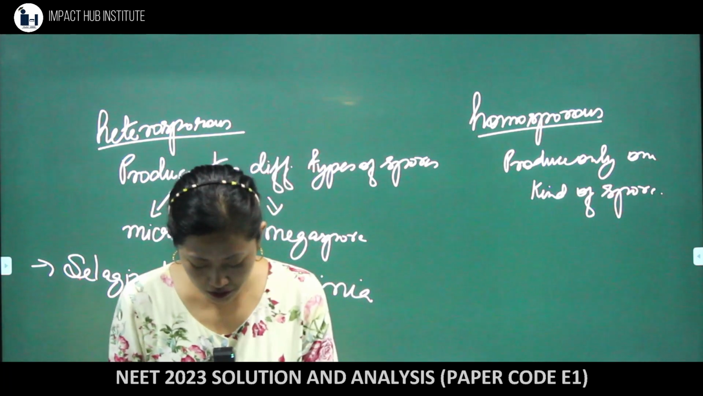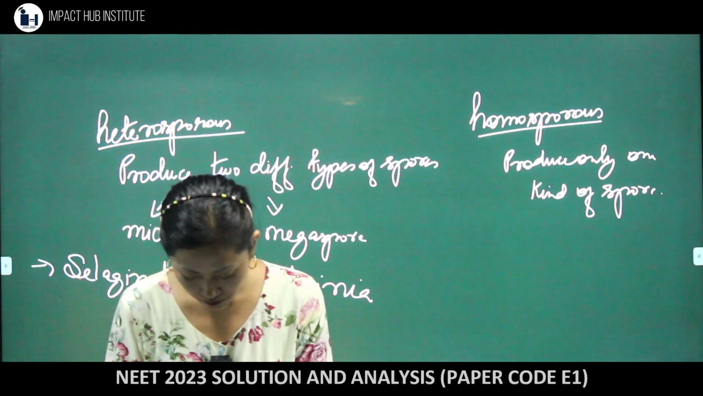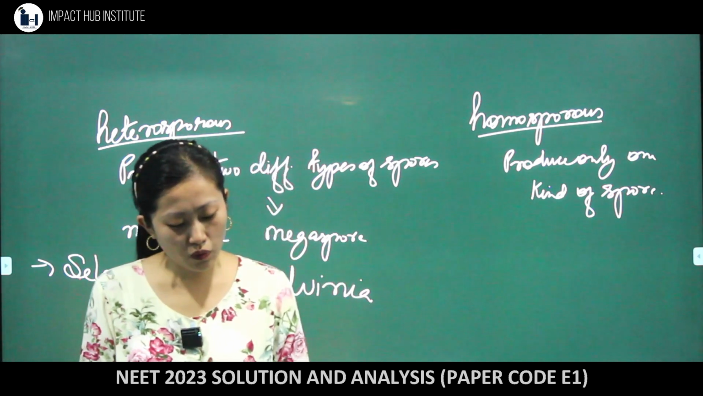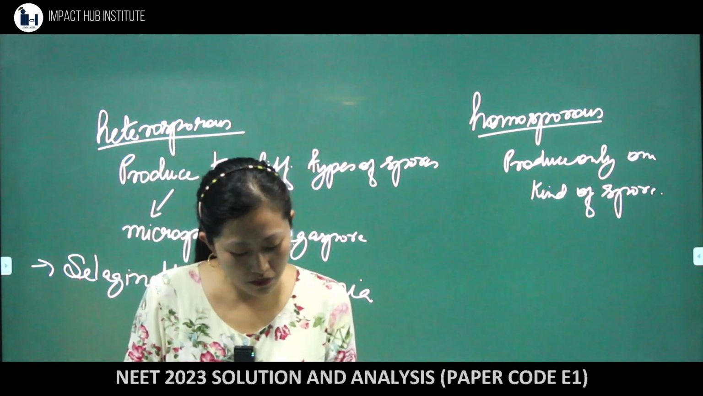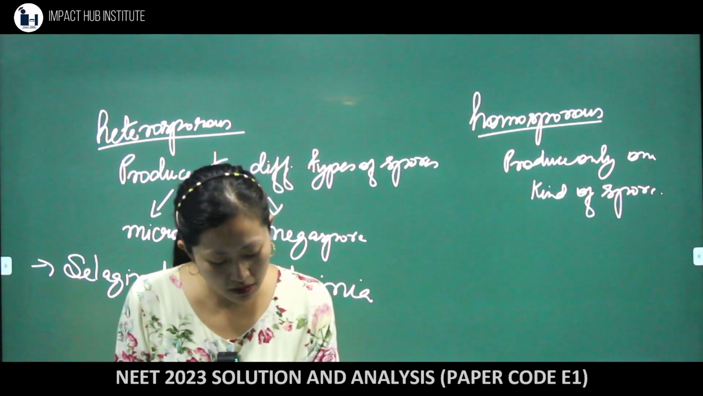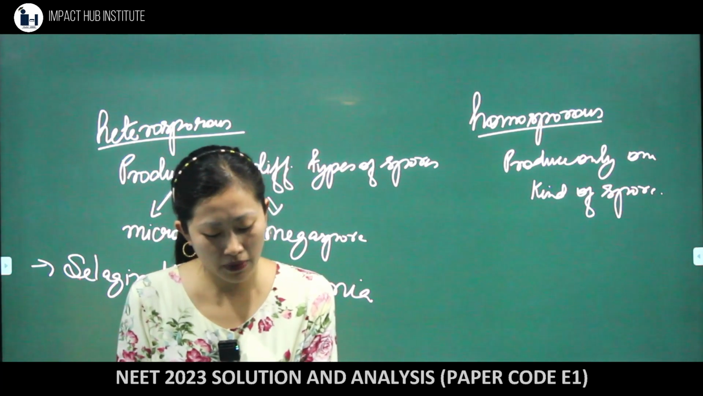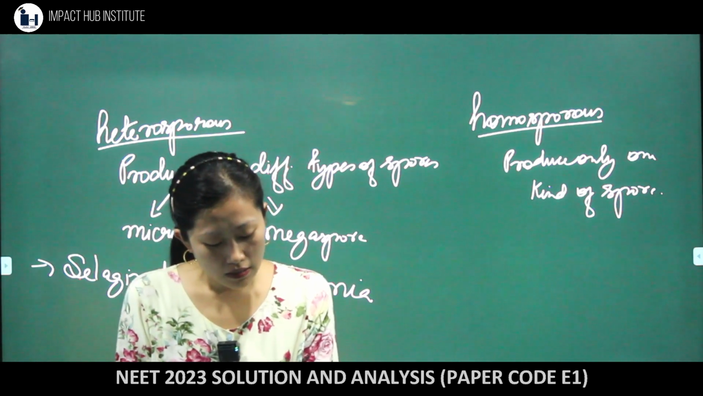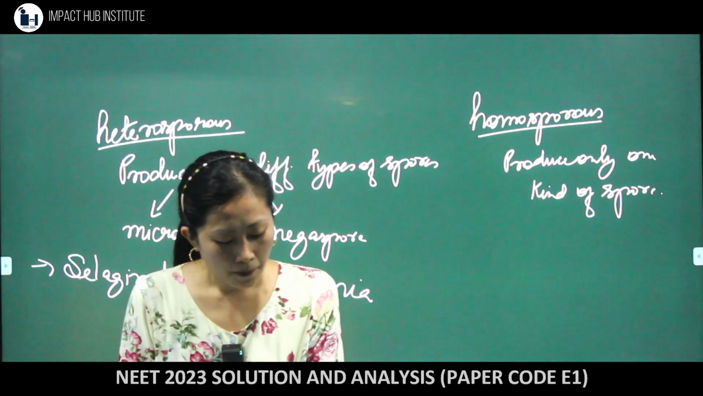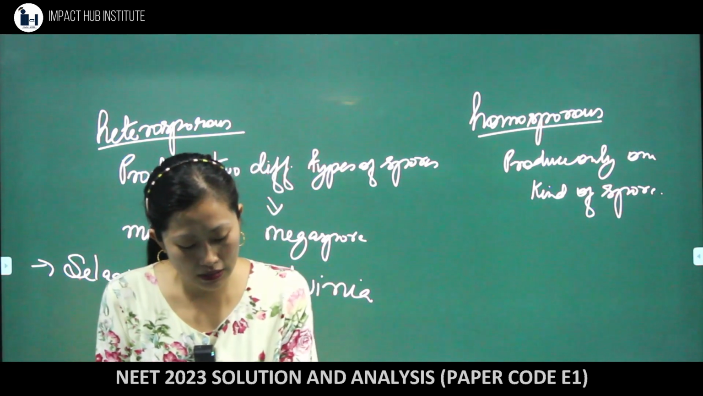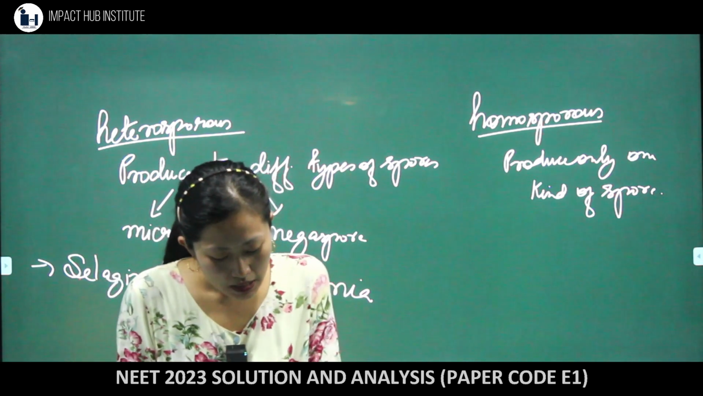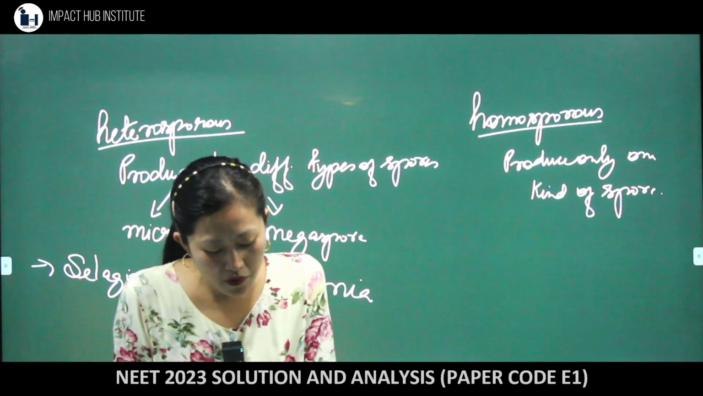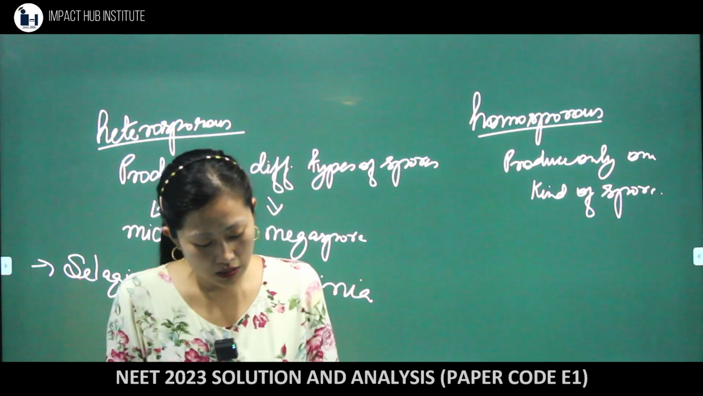Question number 133. Given below are 2 statements. Statement 1. Endarch and exarch are the terms often used for describing the position of secondary xylem in the plant body. Statement 1 is incorrect because instead of secondary xylem, the correct one is primary xylem. Endarch and exarch are the terms often used for describing the position of primary xylem in the plant body.